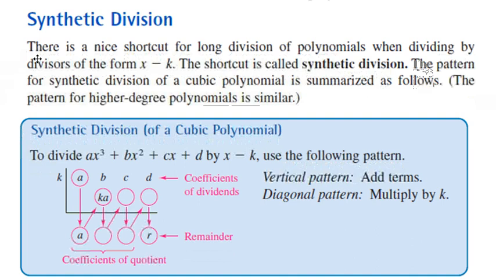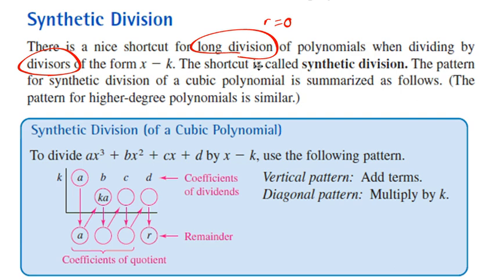Synthetic division. All right, so there's a nice shortcut for long division of polynomials when dividing by divisors of the form x minus k. So yesterday we learned about long division, and we learned that if the remainder is 0, then whatever your divisor is must be a factor of that polynomial. Or in other words, you know that you found a root. The factor that you found is going to be one of the x-intercepts.